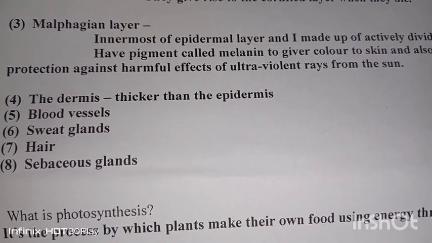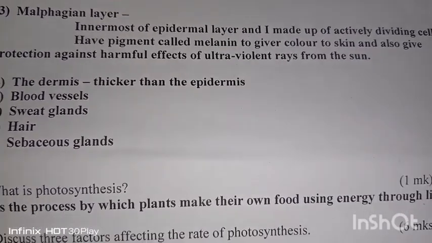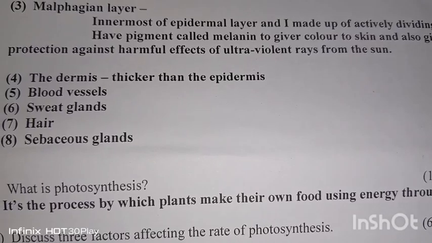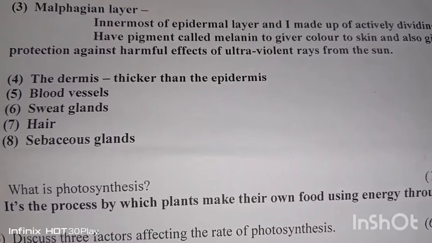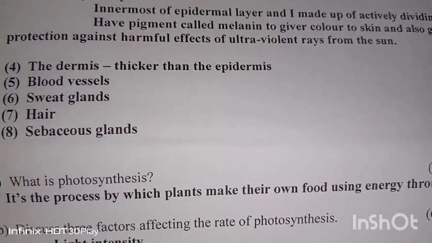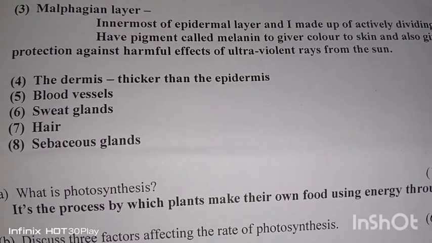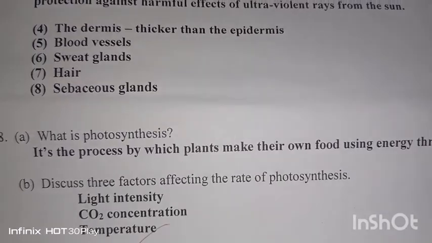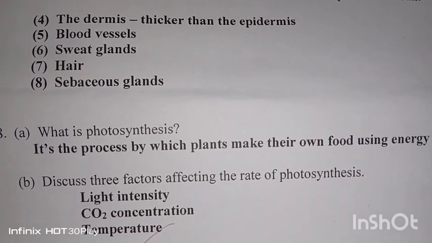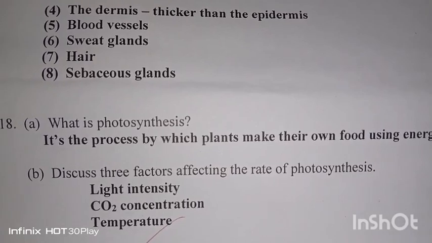Malpighian layer, it's the innermost of the epidermal layer, and it is made up of actively dividing cells. It has pigments that are called melanin that gives skin color. That's why some people have dark skin. And also it functions in protection of our body against harmful ultraviolet rays of the sun. Then you have the dermis, which is the inner part of the skin. It is thicker, of course, than the epidermis.